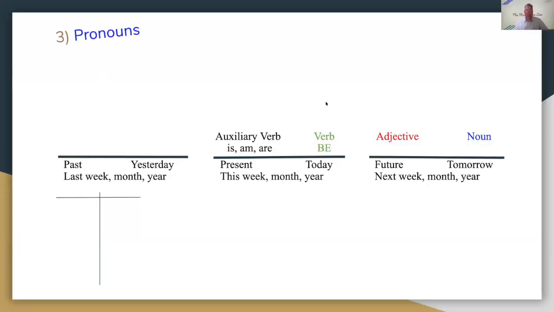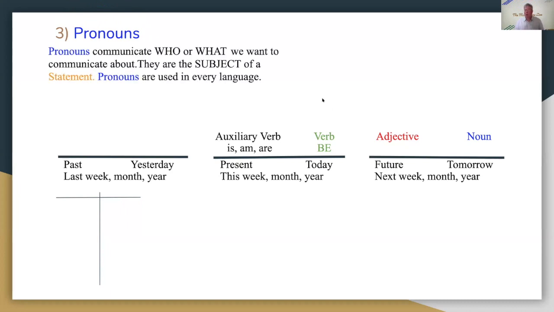The next idea that we need to understand is the idea of pronouns. Pronouns help us to communicate what or who did the action. So, pronouns communicate who or what we want to communicate about. They are the subject of a statement. Pronouns are used in every language. So here at the bottom of the page, we'll start building a table of pronouns.